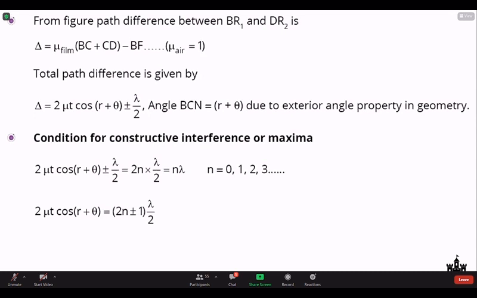Now if we equate it to the condition for constructive interference, that is equal to n lambda. The term lambda by 2 on the left hand side, if we take it to the right hand side and simplify, the equation becomes 2 mu t cosine r plus theta is equal to 2n plus or minus 1 lambda by 2. So this is the condition for constructive interference of a wedge shaped film.